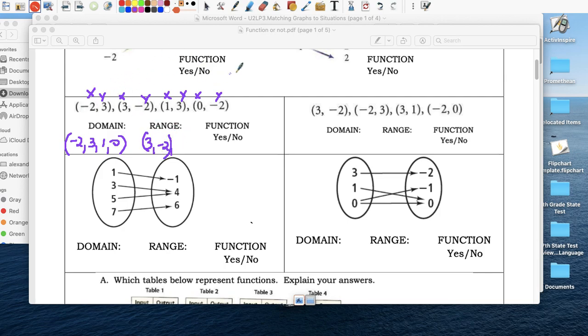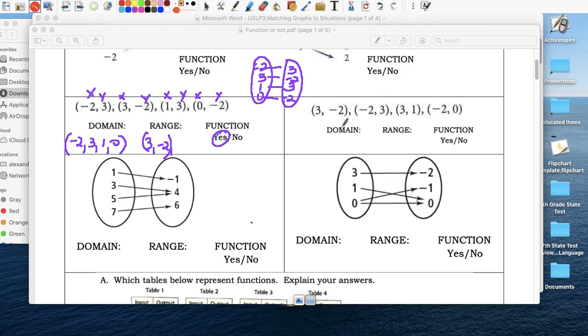If you find that hard to see, you can always do a mapping. So -2, 3, 1, and 0. -2 is 3. 3 is -2. Then 1 is 3, and 0 is -2. So is this a function? Yeah, every input has only one output, so yes.